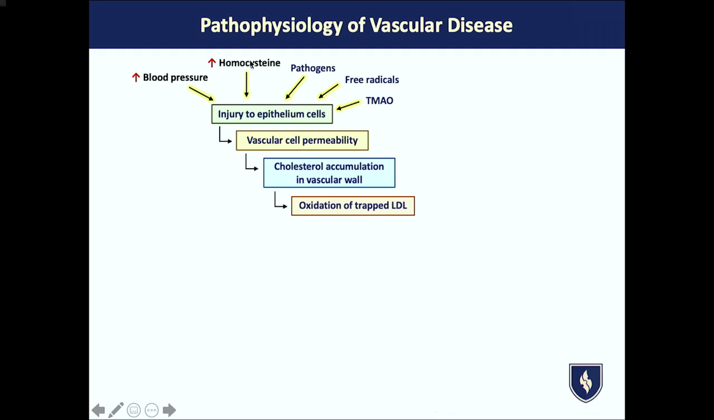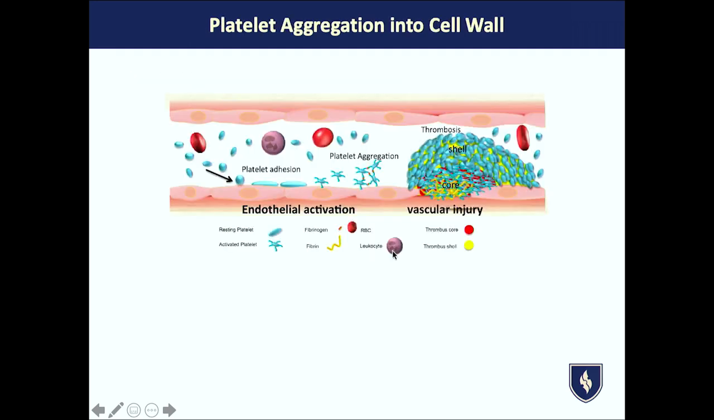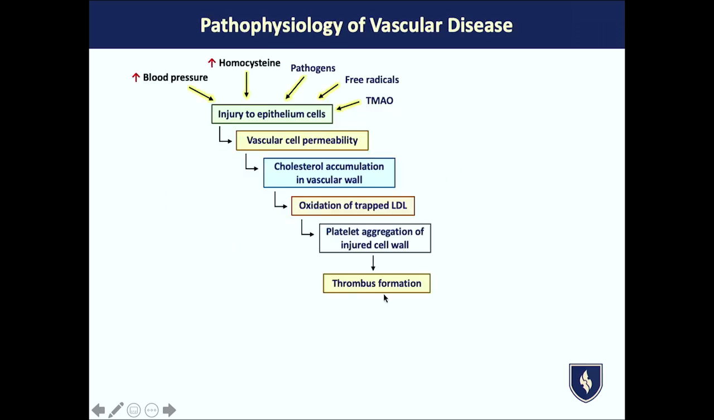High blood pressure, high homocysteine, high pathogens, free radicals, TMAO. They cause injury to the epithelial cells. You get vascular permeability, cholesterol accumulates in the vascular wall. You get oxidation of trapped LDL. Platelets aggregate to the injured cell wall. These platelets that aggregate to the cell wall become thrombus. So then you get thrombus formation.